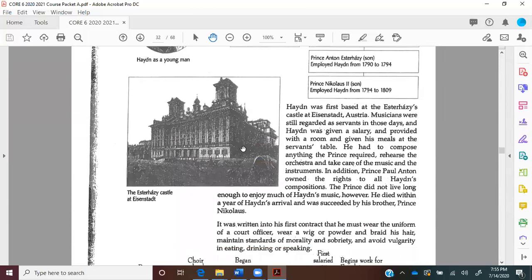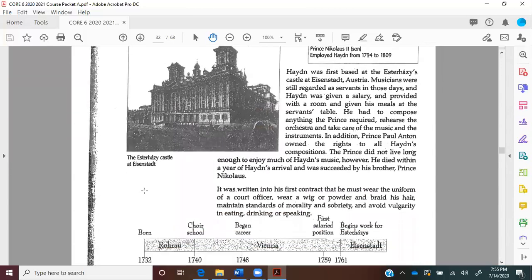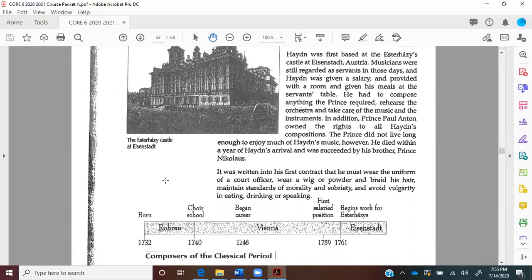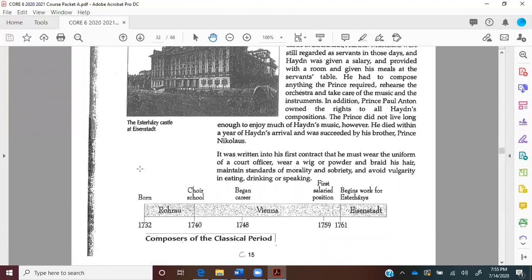Okay, so Haydn was first based at the Esterhazy's castle at Eisenstadt, Austria. Musicians were still regarded as servants in those days, and Haydn was given a salary and provided with a room and given his meals at the servants' table. He had to compose anything the prince required, rehearse the orchestra, and take care of the music and the instruments. In addition, Prince Paul Anton owned the rights to all of Haydn's compositions. The prince did not live long enough to enjoy much of Haydn's music, however. He died within a year of Haydn's arrival and was succeeded by his brother, Prince Nicholas.